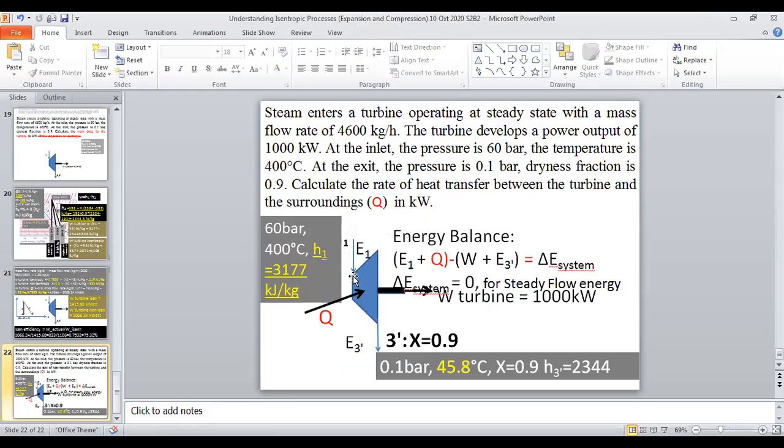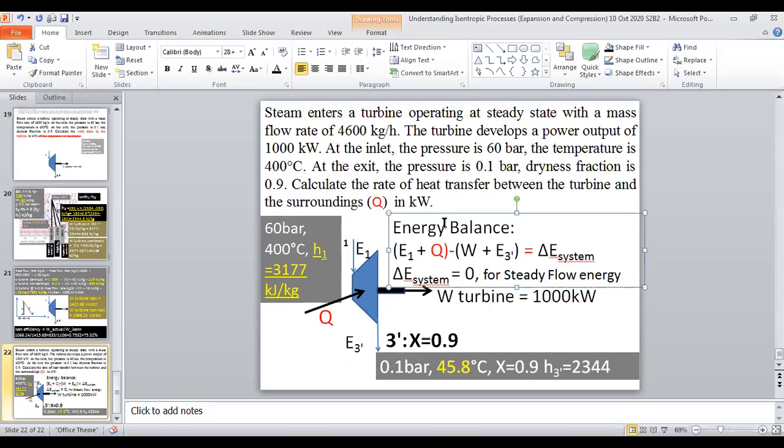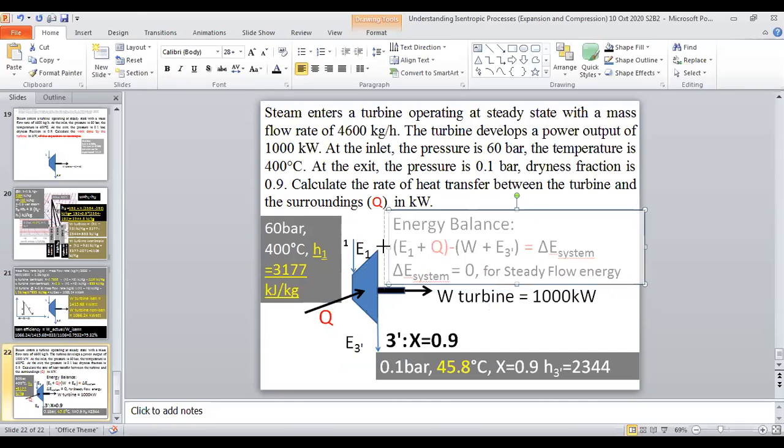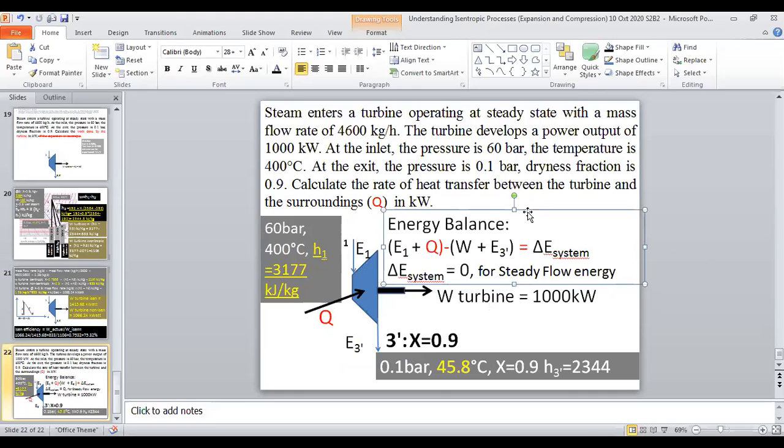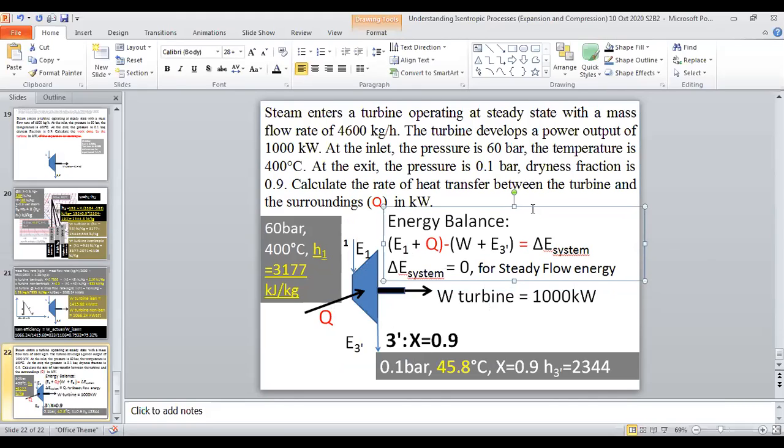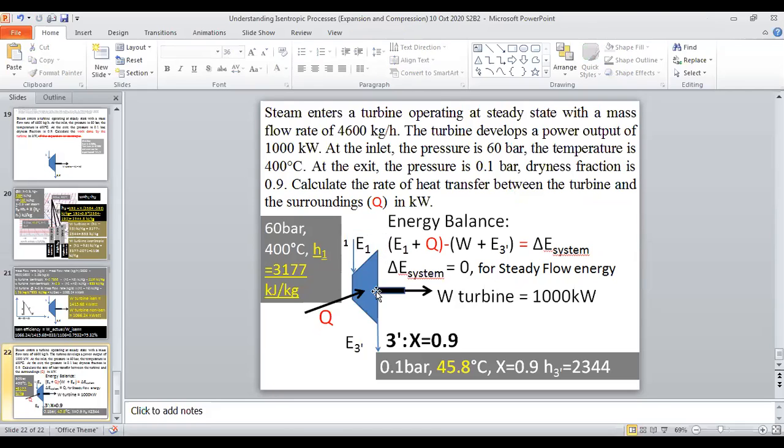Because in a turbine, the gas or the working fluid expands and produces some work. In this arrangement, this turbine is not insulated, and the turbine is quite hot because the inlet is 400 degrees Celsius. A lot of energy is coming in, so there should be a heat loss. We call it heat transfer, heat loss to the surrounding, meaning heat transfer between the turbine and the surrounding.